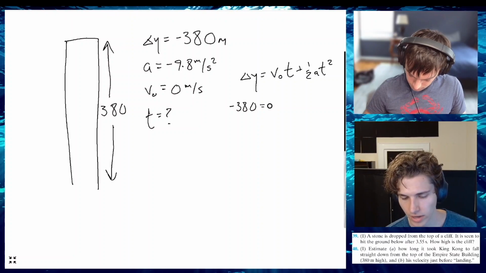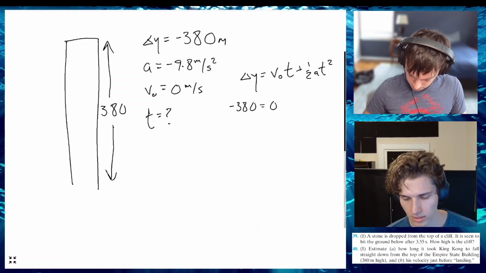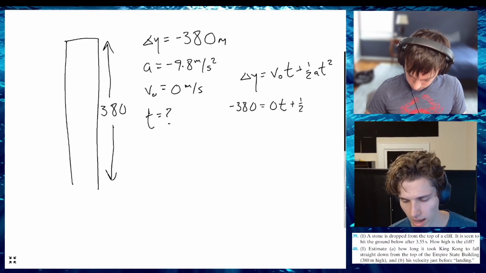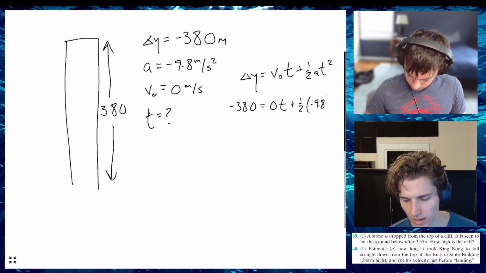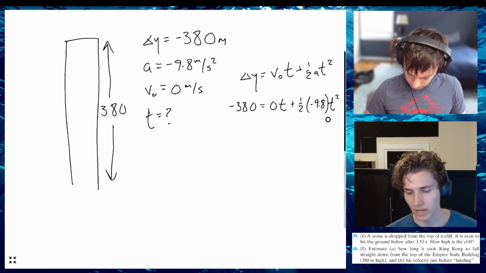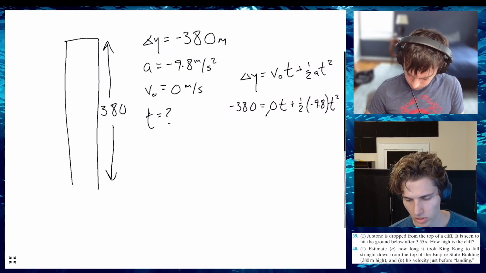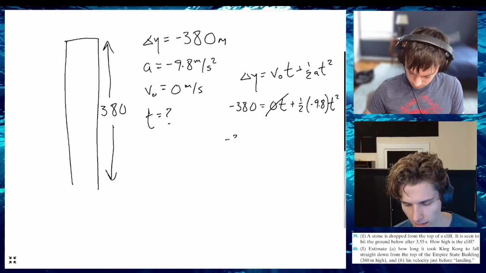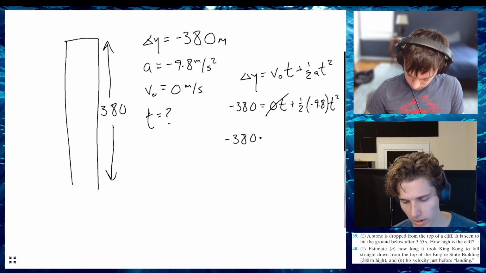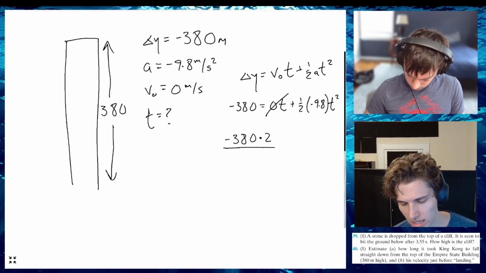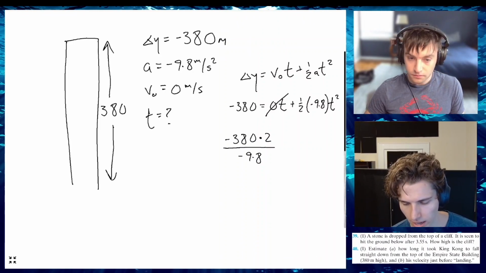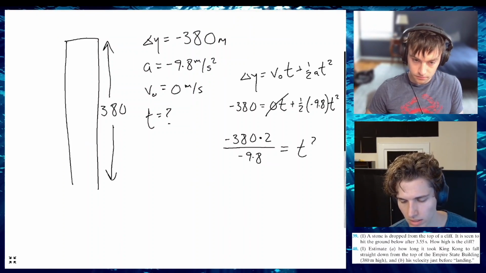So we get negative 380 equals 0 times time. That cancels out. Plus 1/2 times negative 9.8 times t, which is what we're solving for, squared. I'm going to do a little bit of algebra. This just goes away. We don't have to worry about it. Negative 380. Multiply both sides by 2 to get rid of that 1/2, and divide both sides by negative 9.8. That's going to be equal to t squared.